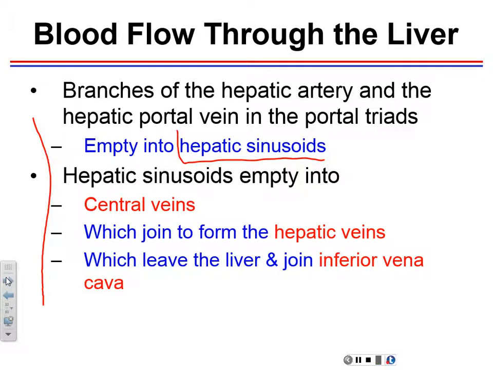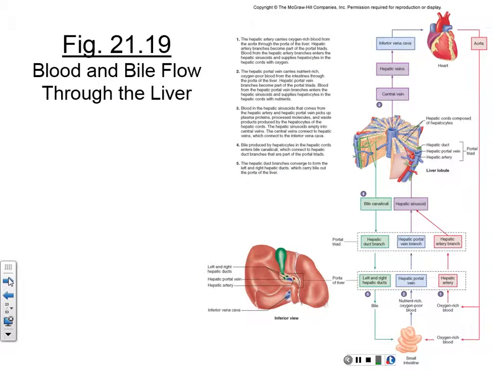Starting with the triad, you have the branch of the artery, from the aorta, and then a branch of the hepatic portal vein. They join to form the hepatic sinusoids, and the hepatic sinusoids feed the central vein in the middle of the lobule. Central veins from different lobules unite to form the hepatic vein. Then the hepatic vein connects to the inferior vena cava. That one is not so bad. Then the vena cava jumps into the heart, and that's how you circulate it.